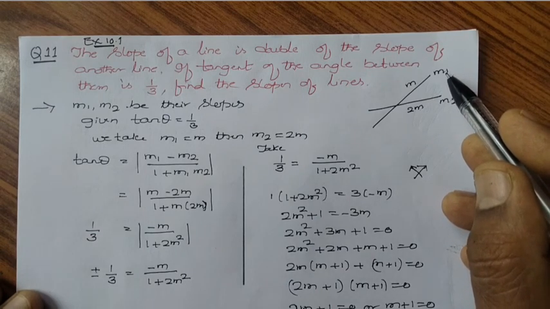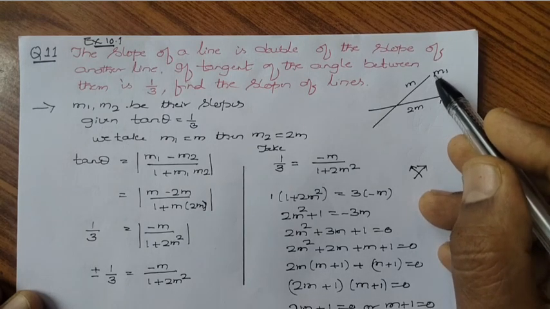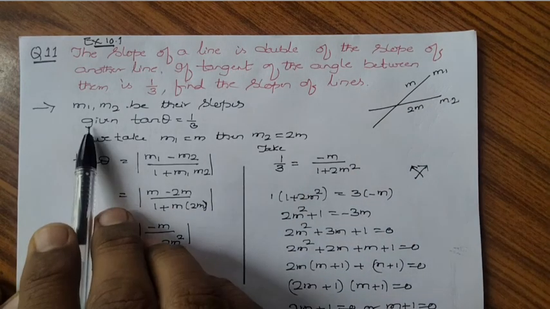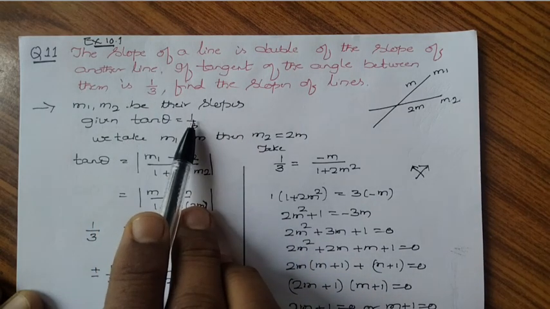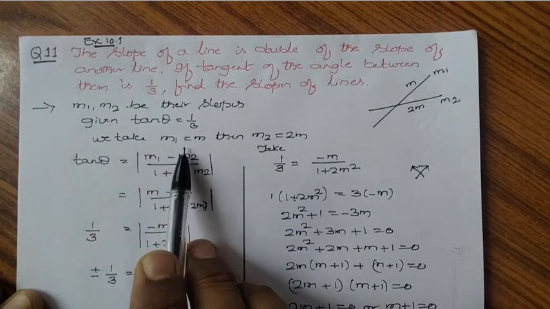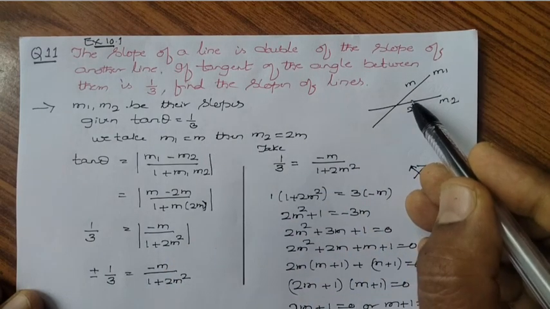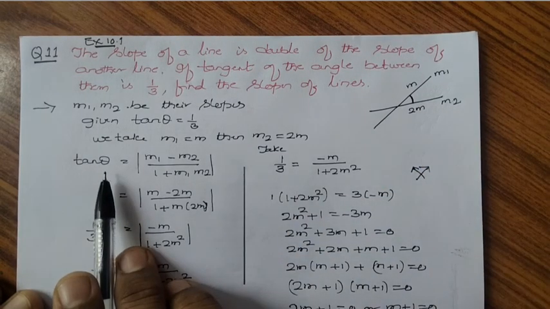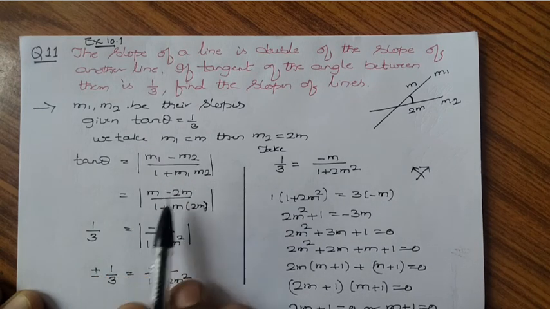Given that the slope of one line is double the slope of the other, for the time being I take the slope of one line as m, then the slope of the other line becomes 2m. So I have taken m1 and m2 as their slopes. Given tan theta equals 1 by 3, the tangent of the angle between them. We take m1 equals m, then m2 equals 2m, and we have a formula to find the tangent of the angle between two lines: tan theta equals modulus of (m1 minus m2) divided by (1 plus m1 into m2).